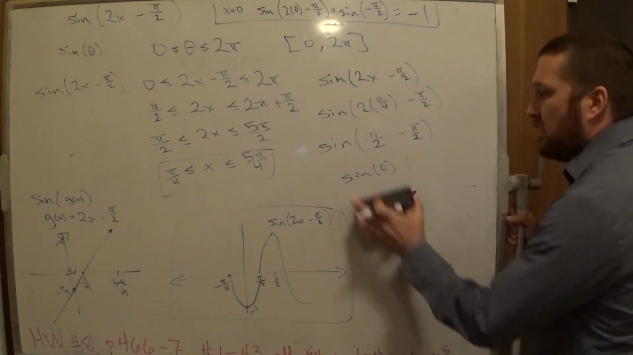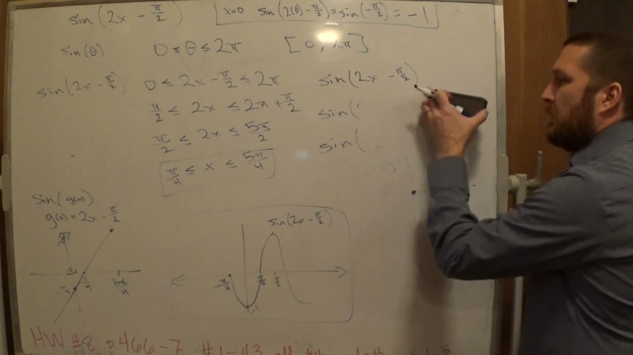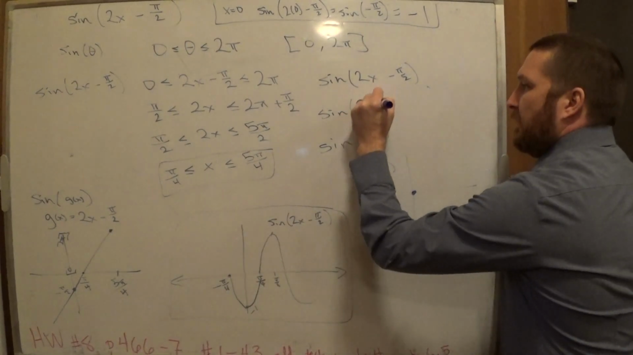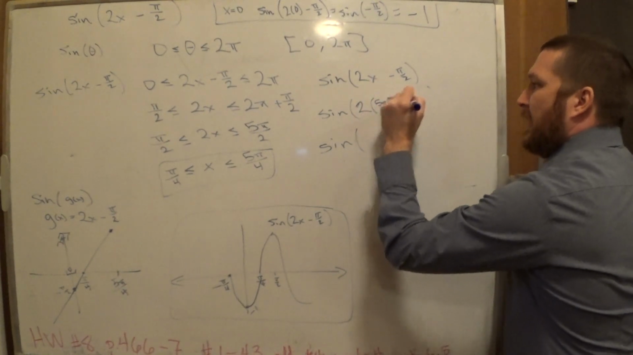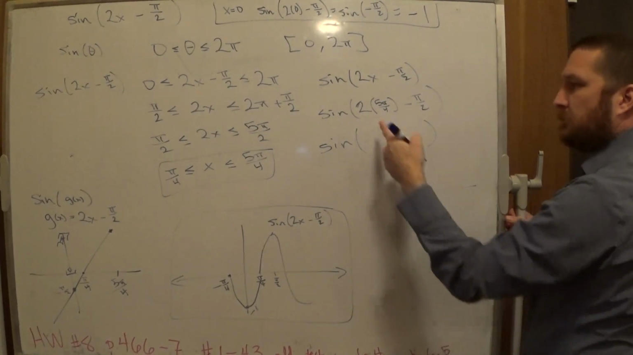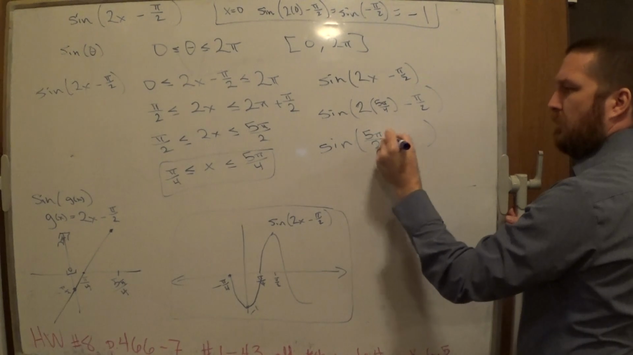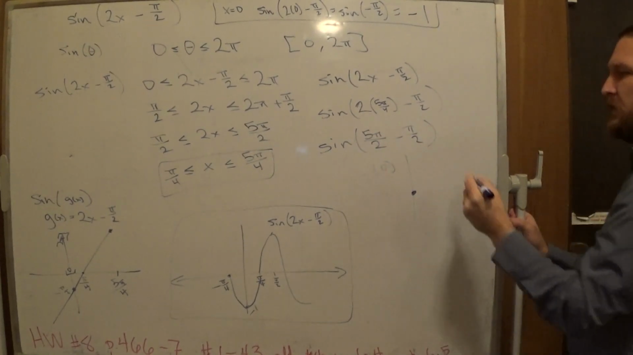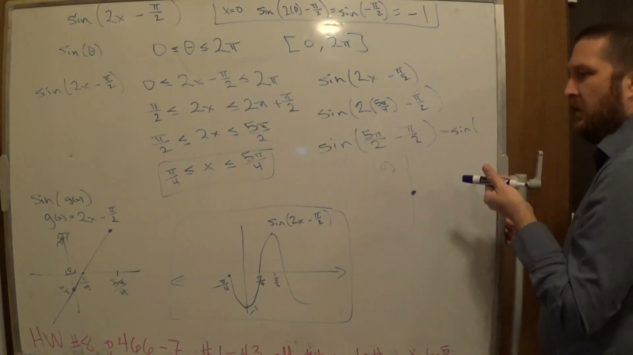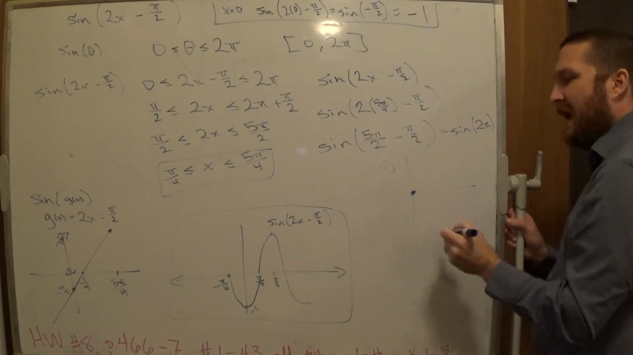And let's see what happens when we plug in the end value. The last value we had was 5 pi over 4. So now you plug in the 5 pi over 4. What's 2 times 5 pi over 4? 10 pi over 4, which is 5 pi over 2. Oh, minus pi over 2, which is the same thing as 4 pi over 2, which is 2 pi. And so, yeah.